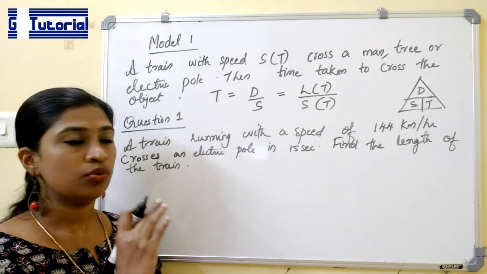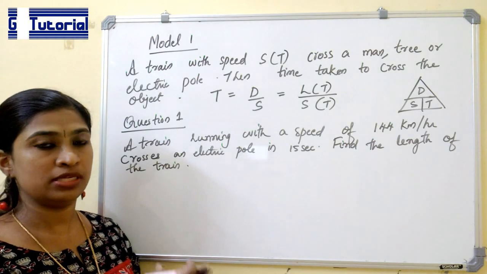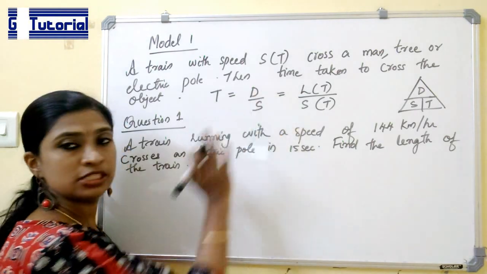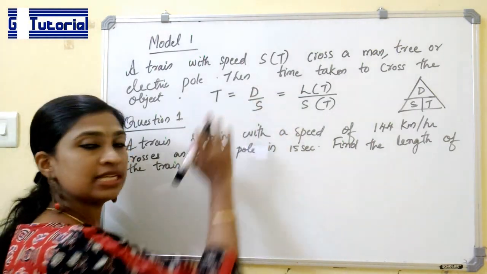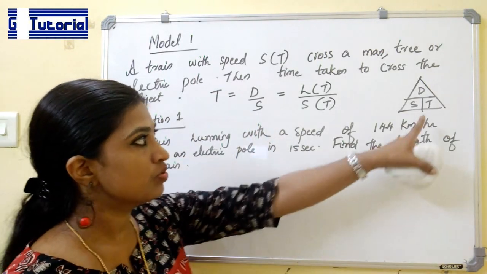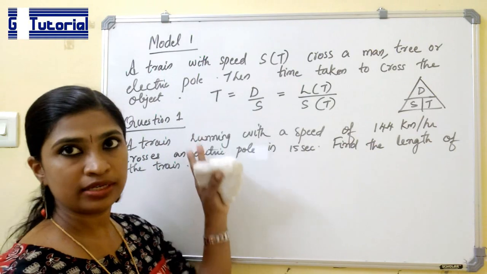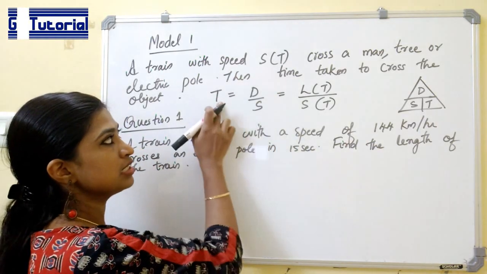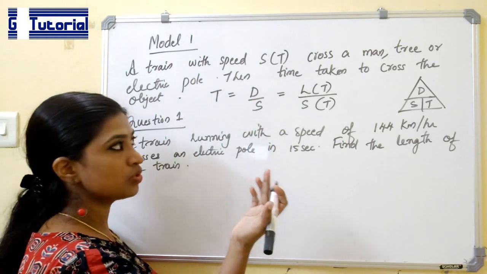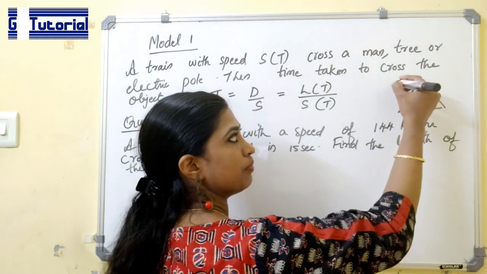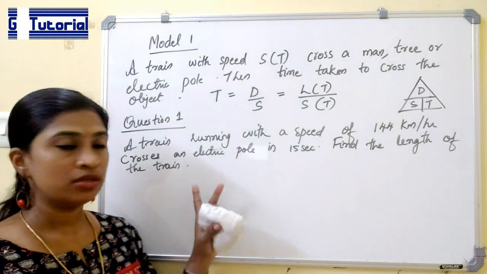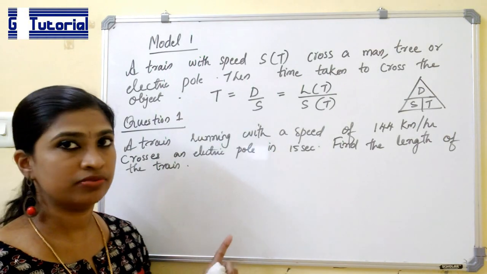So the time taken to cross such objects is given by the distance formula. That is, time is equal to distance by speed. And here distance is the length of the train and speed is the speed of the train. So you can easily calculate the time. If you are asked to find the distance, it is just speed into time. If you are asked to find speed, then it is distance by time. So for that, this triangle is very important. Study this. Okay. So we can do the problem based on this type of case.